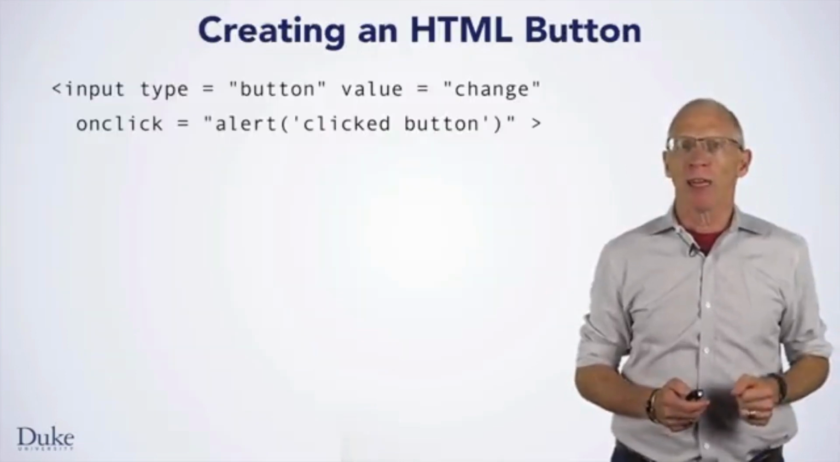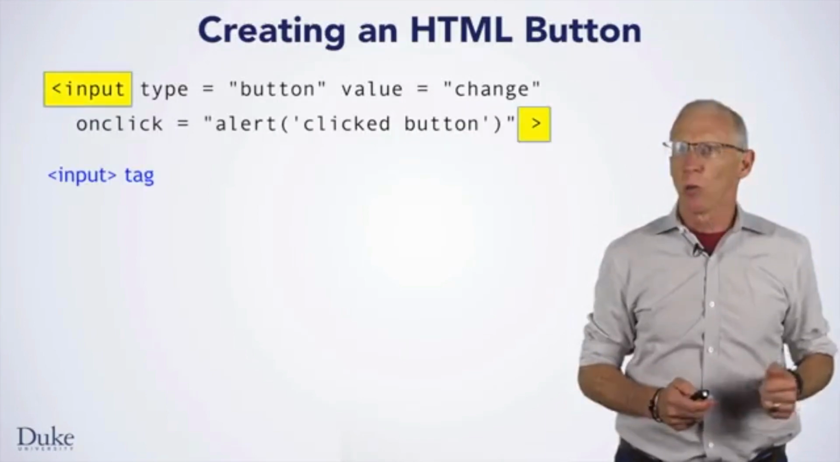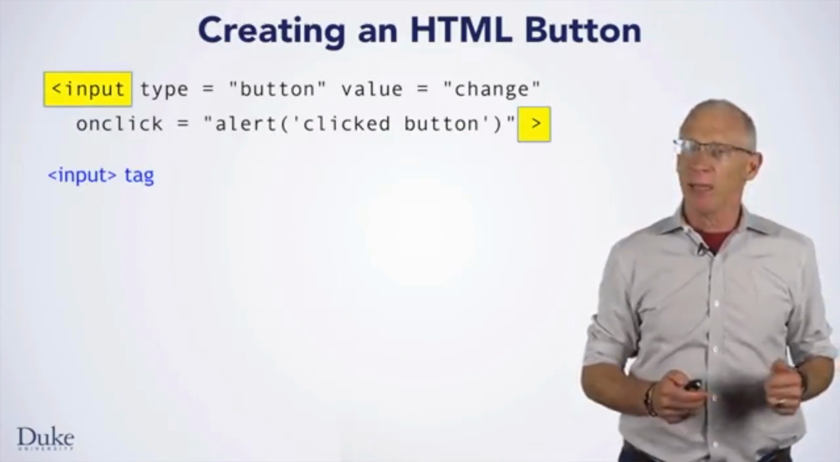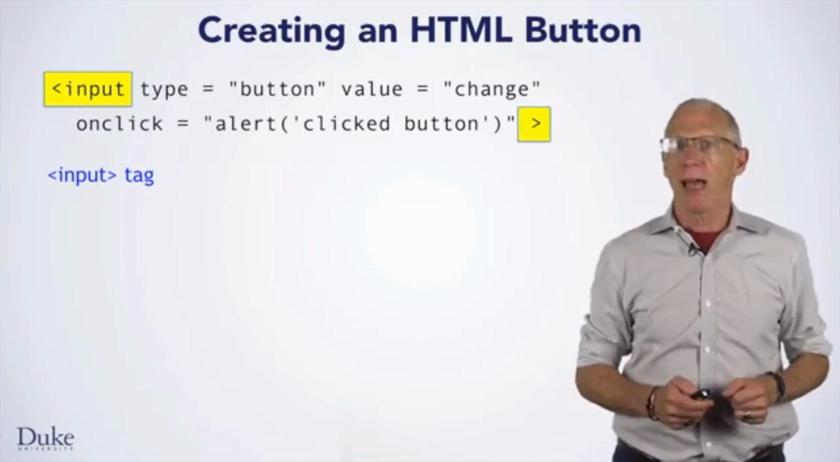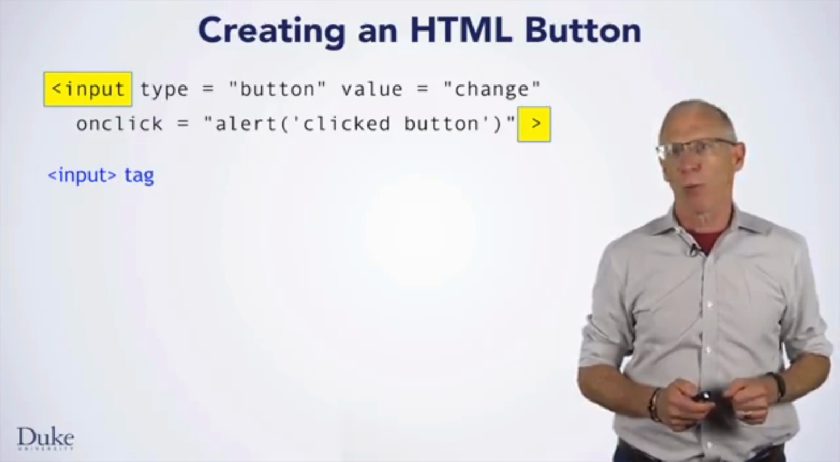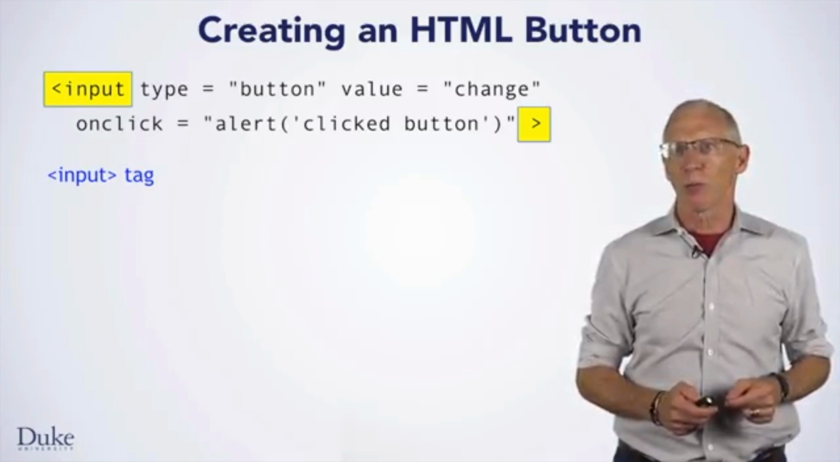Let's look at how to create an HTML button and program it to have an effect when it's pressed. We'll use a new HTML tag, the input tag. It's similar to the image or IMG tag you've seen before that displays media as an image, because this tag doesn't have both a start and an end tag, but rather one tag with options within the tag.